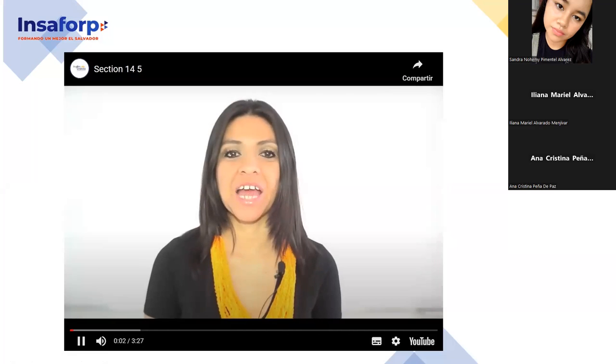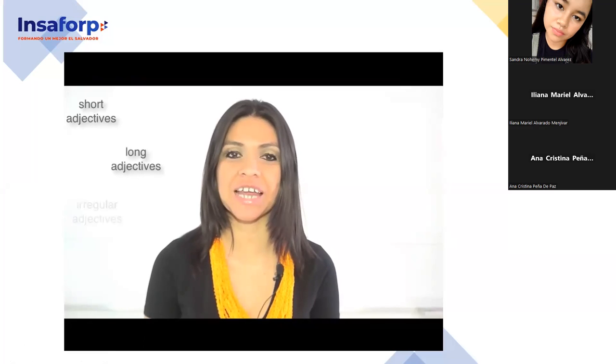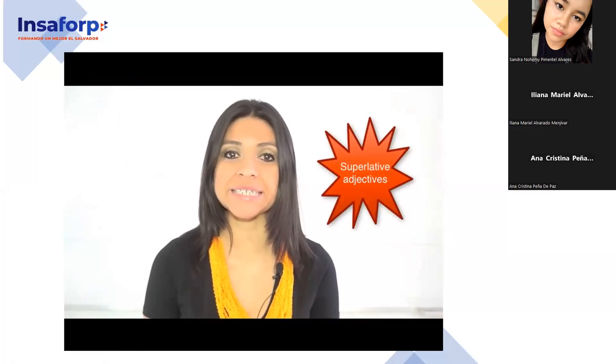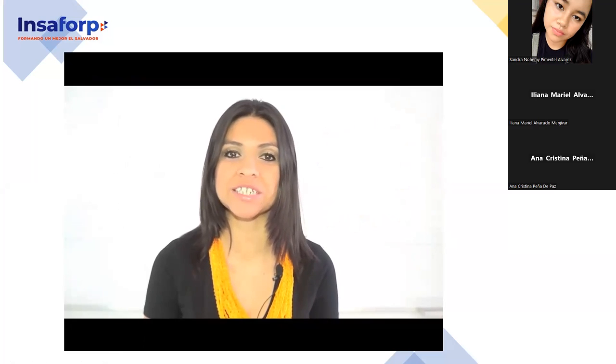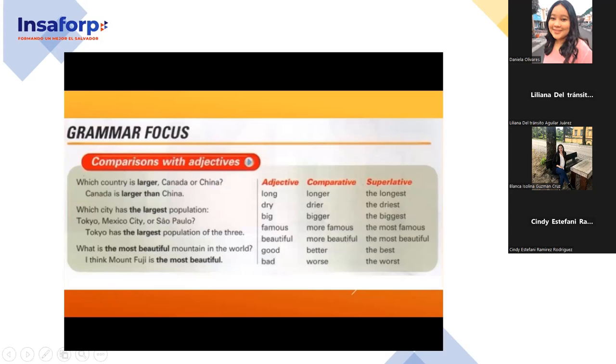Hello and welcome back. Remember there are different types of adjectives? That's right. We have short adjectives, long adjectives, and irregular adjectives. With that in mind, now we'll study the superlative of adjectives. Please stay around and pay attention to the explanation as well as the audio program. Comparisons with adjectives. Which country is larger, Canada or China? Canada is larger than China. Which city has the largest population, Tokyo, Mexico City, or Sao Paulo? Tokyo has the largest population of the three. What is the most beautiful mountain in the world? I think Mount Fuji is the most beautiful.